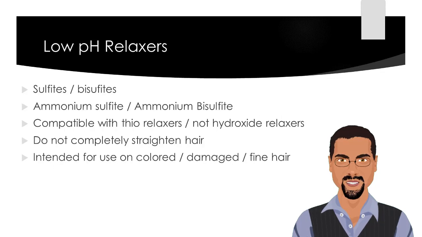Sulfites and bisulfites are sometimes used as low pH hair relaxers. The most commonly used are ammonium sulfite and ammonium bisulfite. Sulfites are marketed as mild alternative relaxers that are intended for use on color-treated, damaged, or fine hair. Low pH relaxers will not completely straighten extremely curly hair. Sulfites are compatible with thio-relaxers, but not with hydroxide relaxers.